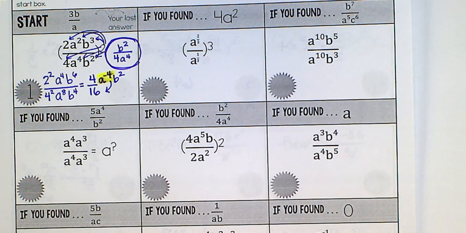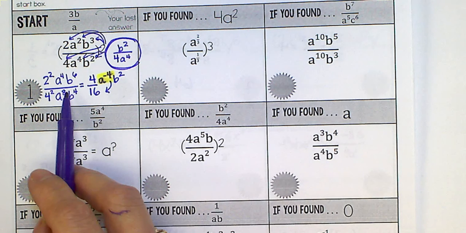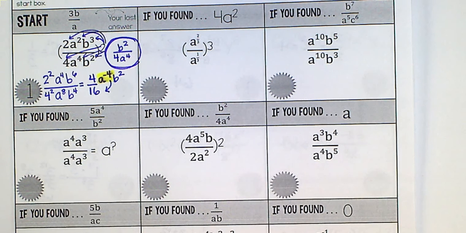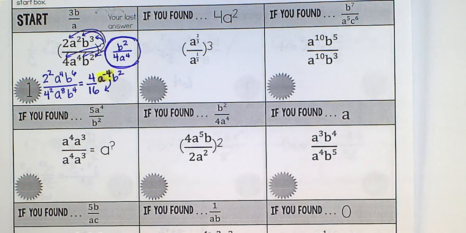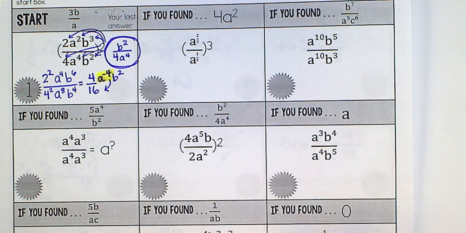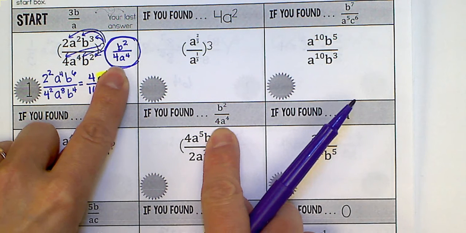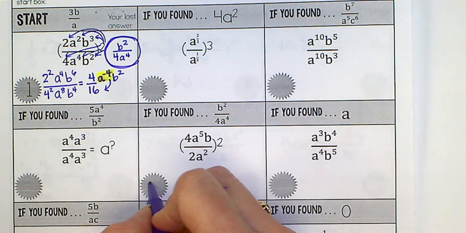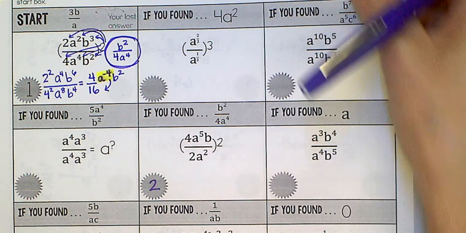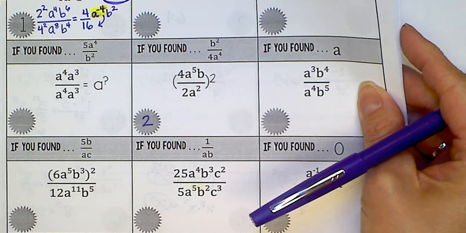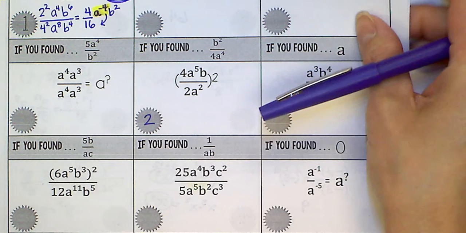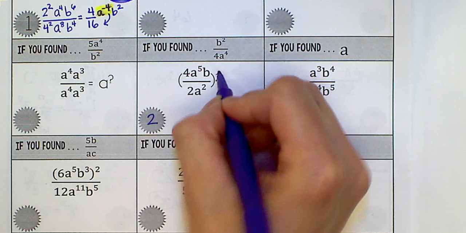Now, if I was going a little too fast, you might want to rewind and look at some of the steps again. So this is going to take us to the middle one right here. So we have b squared over 4a to the 4th. So this one is going to be number 2. Let me slide this up here. So now we're looking at this problem. Again, this is this whole fraction to the second power.